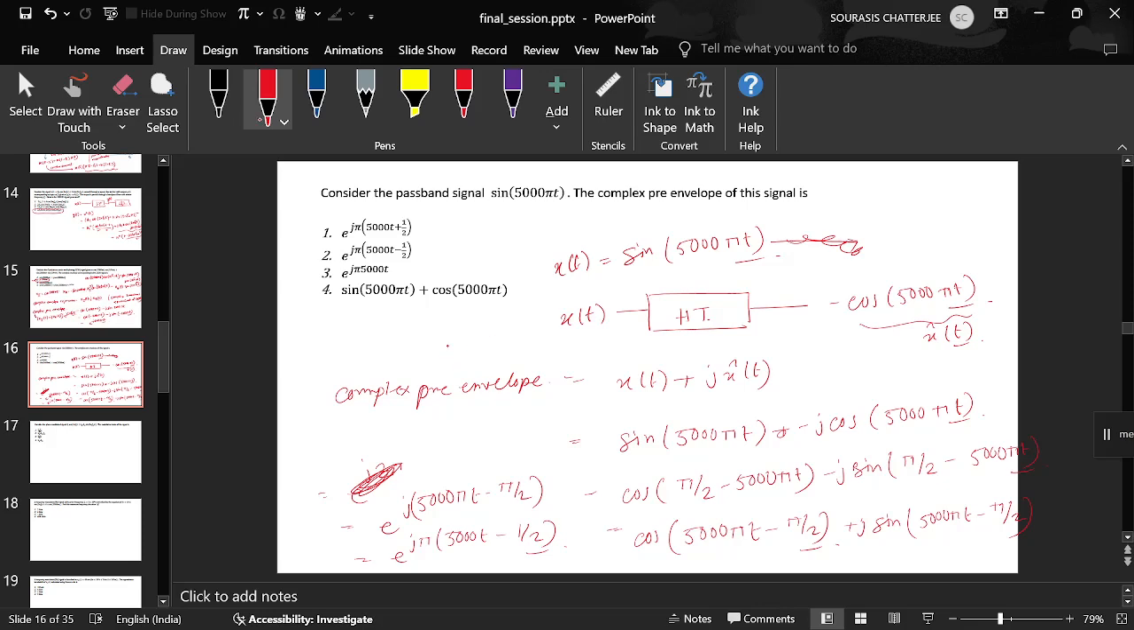So this is the complex pre-envelope for the passband signal. You have the passband signal, you pass it through a Hilbert transformer, you obtain the Hilbert transformed version x hat(t). Your complex pre-envelope is going to be the passband signal plus j times its Hilbert transformed version. Then you have to do some maths and bring it into a standard form. For example, here it's an exponential sinusoid; in a question it might be something else. The second one is the correct answer.